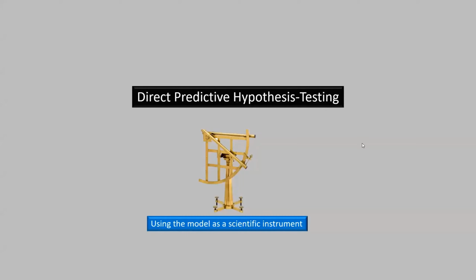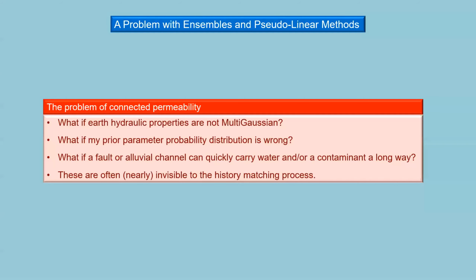Okay, hello again. Now you're back to me as we just finish off this webinar. I want to talk about something completely different, now for something completely different, and that is using modeling as a scientific instrument. This is a variation of posterior uncertainty analysis that I call direct predictive hypothesis testing.